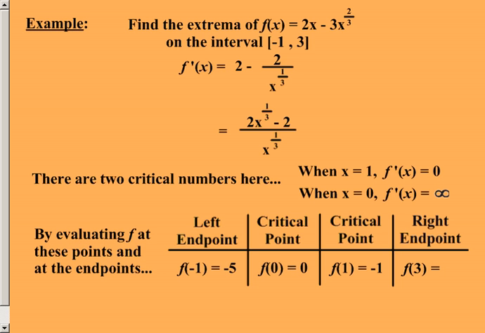And at the right endpoint, when you evaluate the function at 3, we get an irrational number, but it is somewhere in the ballpark of -0.24. Okay, so evaluating those values that we have there, we have a minimum value at (-1, -5), and a maximum value at 0.